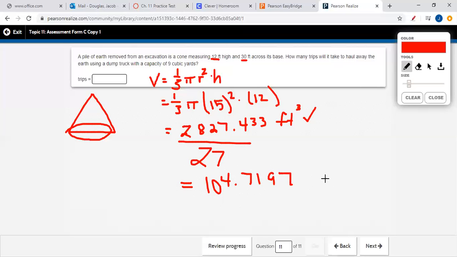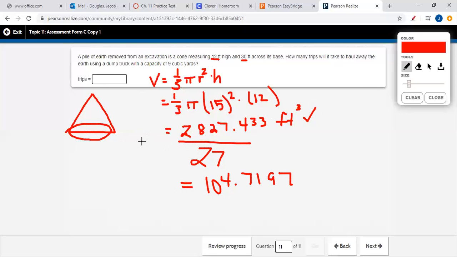All right, so just to recap so that we're not lost, we found the volume in cubic feet of this pile of earth, and that's where we got this figure right here. We're going to take that figure and convert it into the measurement of how it's going to be removed. And it's being removed by this dump truck.